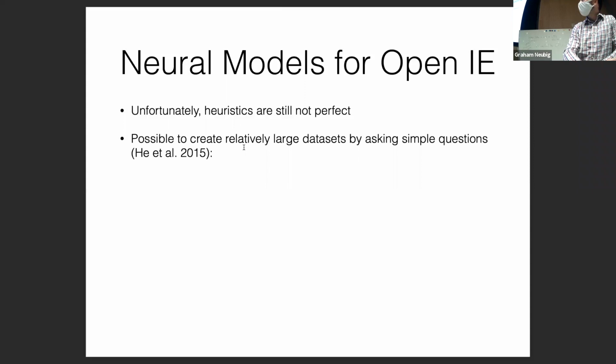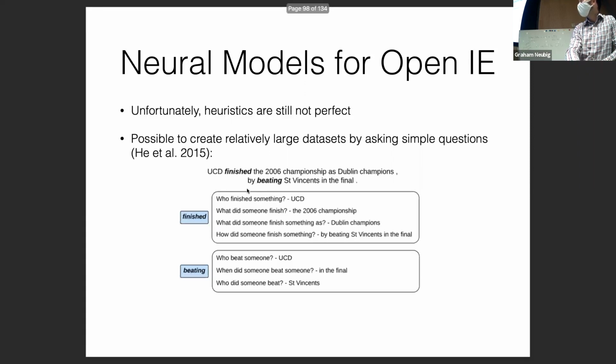And one interesting thing is you can actually create relatively large data sets for this by asking simple questions. So this is like a question answering based OpenIE system. And you have, UCD finish the 2006 championships as Dublin champions by beating St. Vincent's in the final. And you ask questions about finished, like who finished something, what did someone finish? What did someone finish something as? How did someone finish something? And this allows you to extract relations like this.